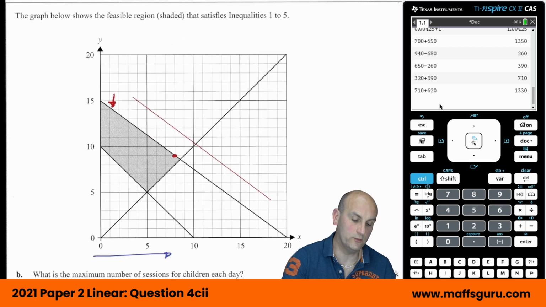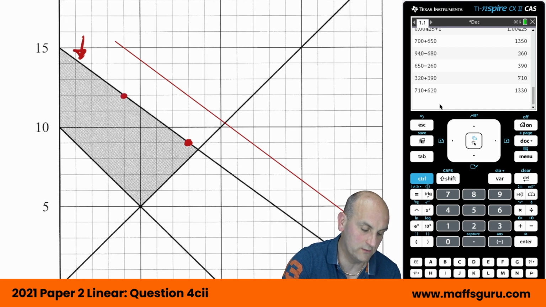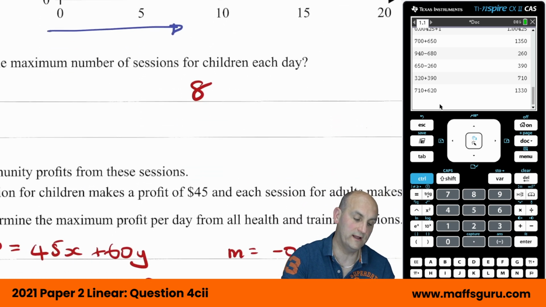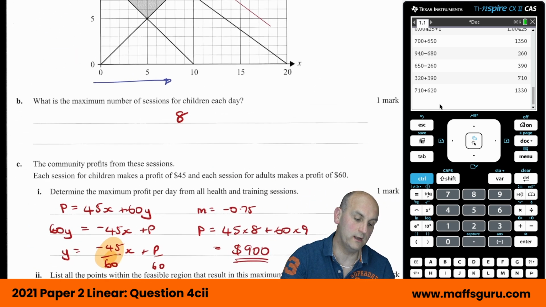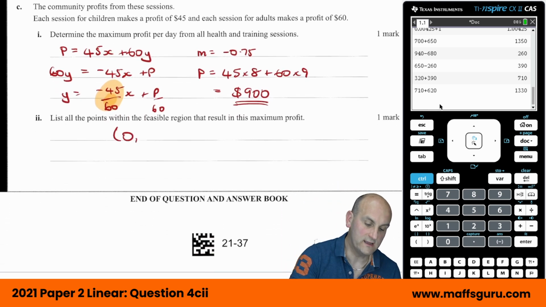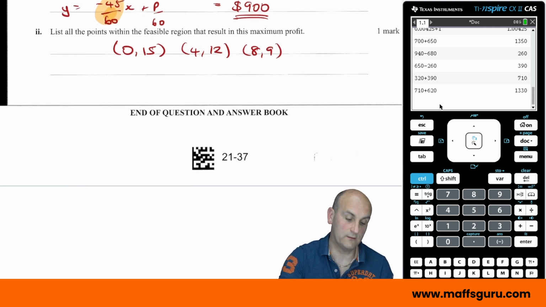Now again, list all the points in that feasible region for which this is maximum profit. We wanted to find all the integer solutions. So that was one of them. Then when I went through, there was another one. And there was my third one. And again, when you put all of those values in, you got $900. How do I know that? I checked. So the answer here was 0,15, 4,12, and 8,9. Ka-ching.